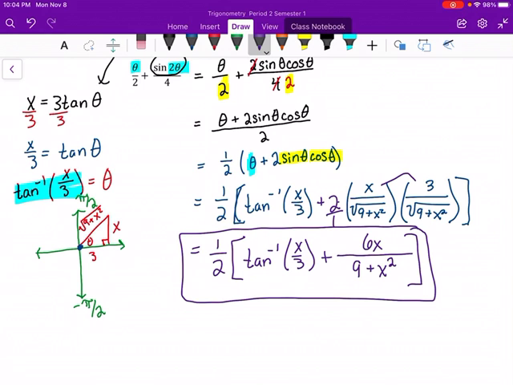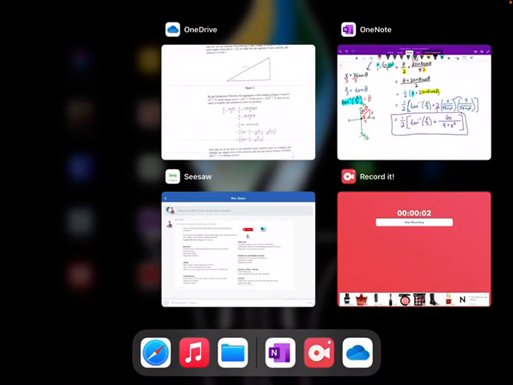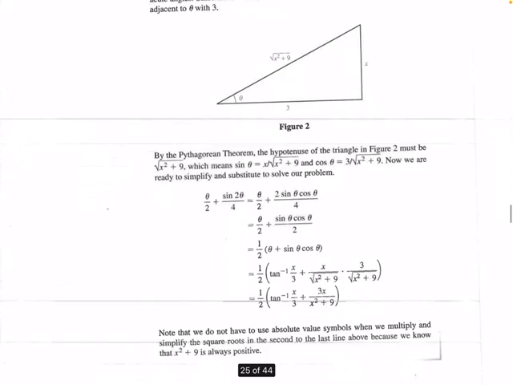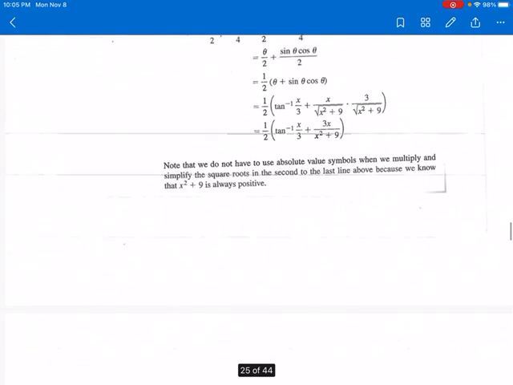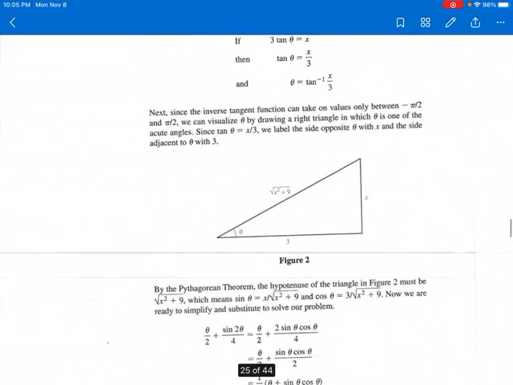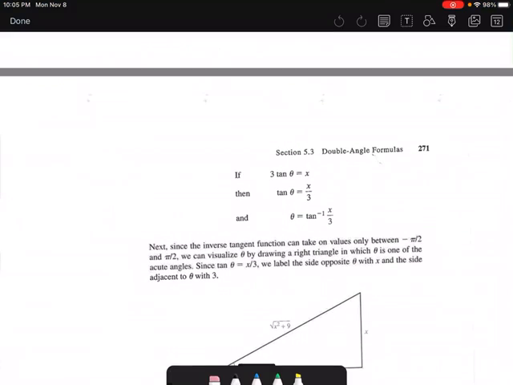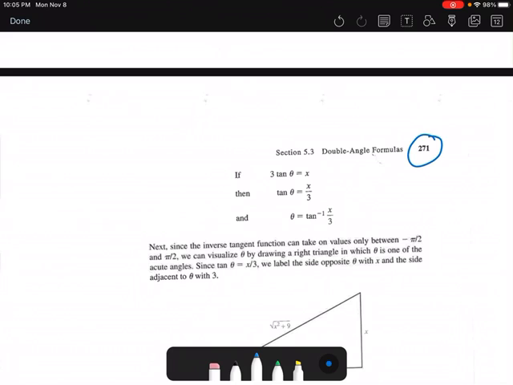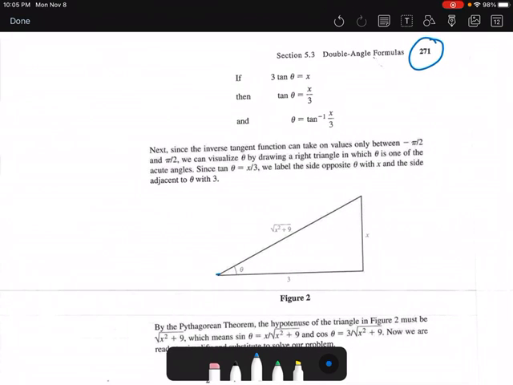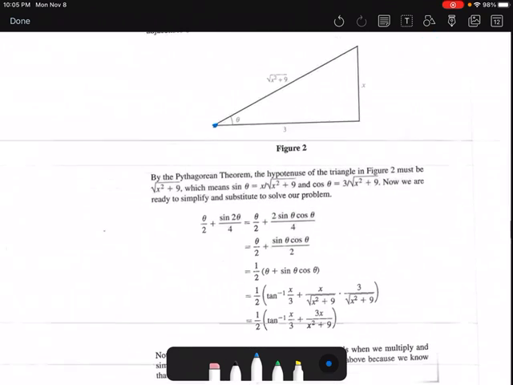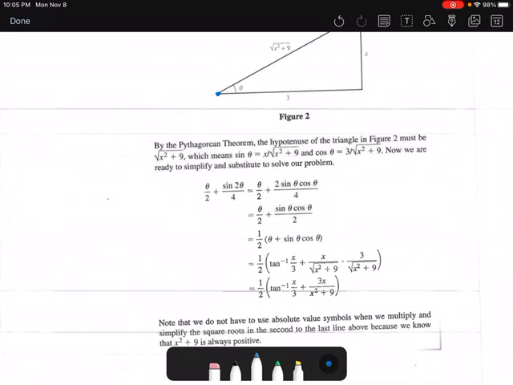And if you want a little bit more detailed review of this problem, it is in our text. And you'll notice here's the answer. This is on page 25 of the PDF, or if you have the actual book, it's on page 271. And they show us finding theta, using theta in our right triangle, and then simplifying our equation to get the answer that we have down here.